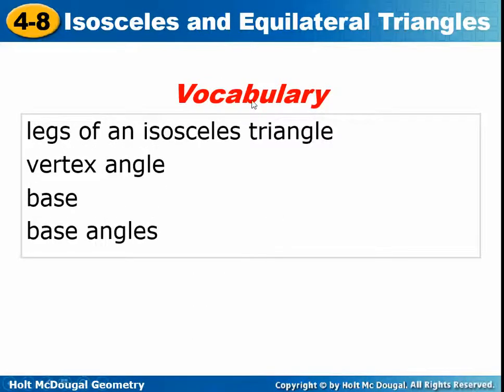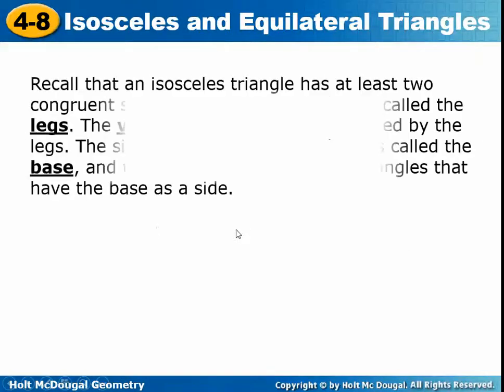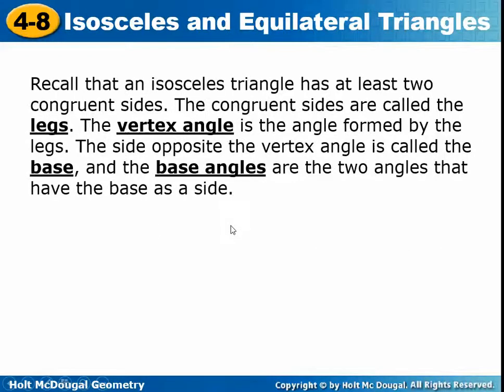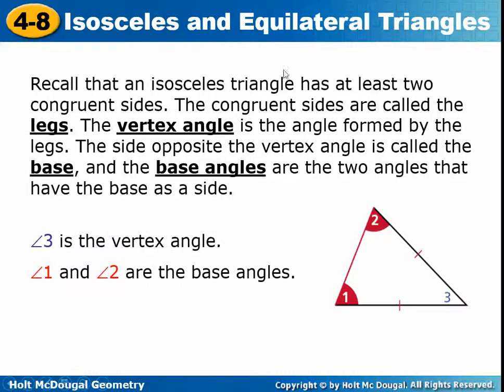Here's your vocabulary. You need to know the legs of the isosceles triangle, the vertex angle, the base, and the base angles. All of these have to do with isosceles triangles. In an isosceles triangle, there are at least 2 congruent sides. In this one, they're marked with the congruent tick mark, so these 2 sides are congruent. The congruent sides are called the legs. So this is a leg, and this is a leg. The other side is called the base.